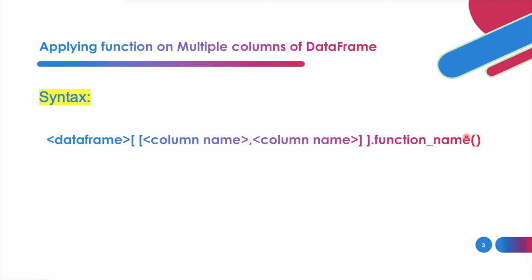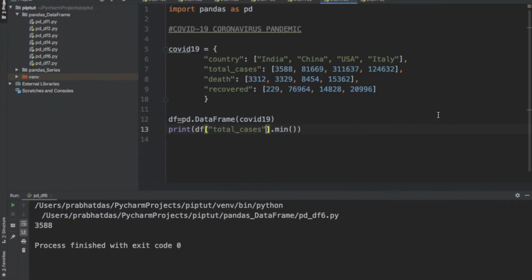Let us understand this better with an example. As you can see, we have already used total cases to find the minimum value. Let's say we need to find the minimum value of total cases and death. What we need to do is pass the two columns in both the square brackets, use a comma, and pass the name of the second column. In our case, the name of the second column is death.